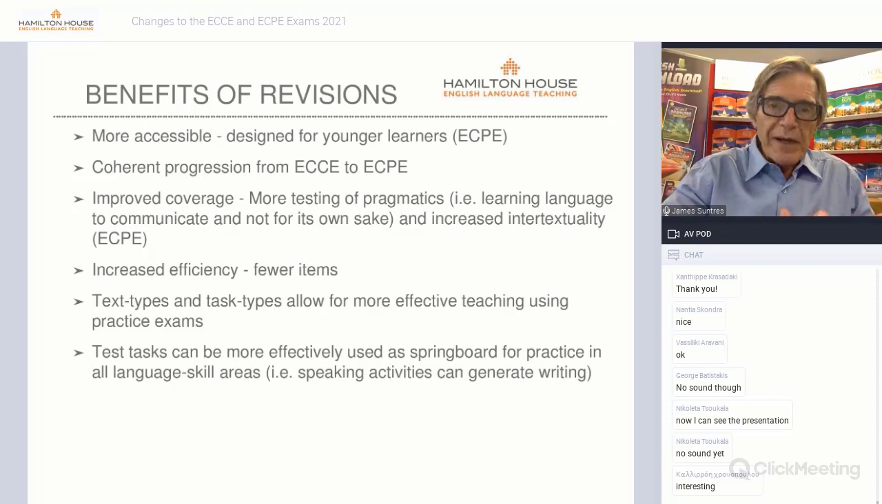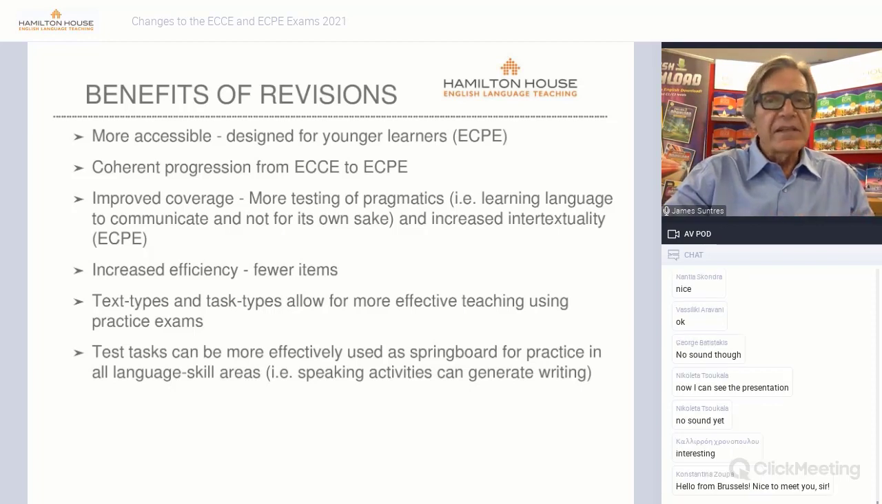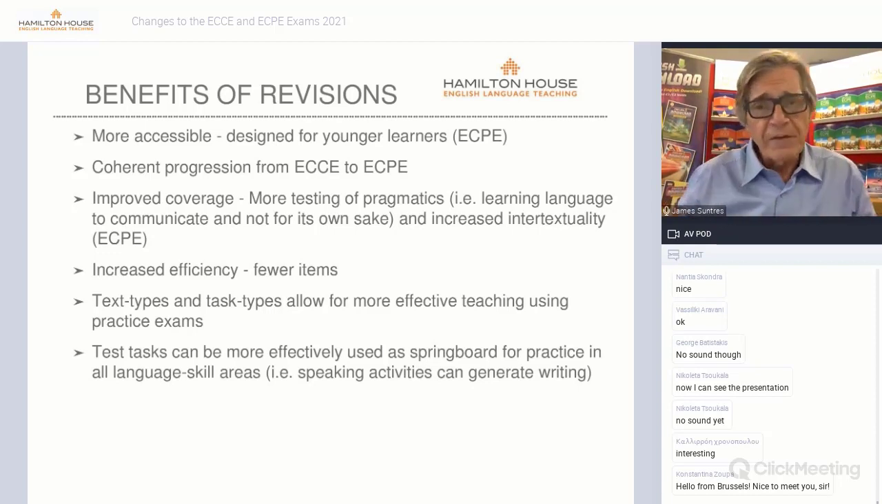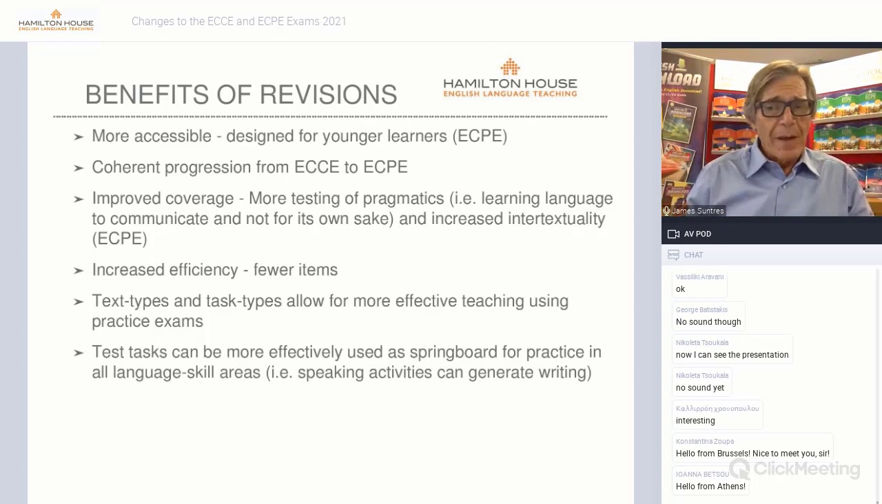There's a more coherent progression as well from the ECCE to the ECPE. Both examinations now start with the writing. Both examinations have almost identical listening activities, and a slight change in the reading comprehension, but they're more similar than they are different, which of course wasn't the case in the past. There's also improved coverage. By the way, these first 4 points are taken verbatim from the CAMLA website.